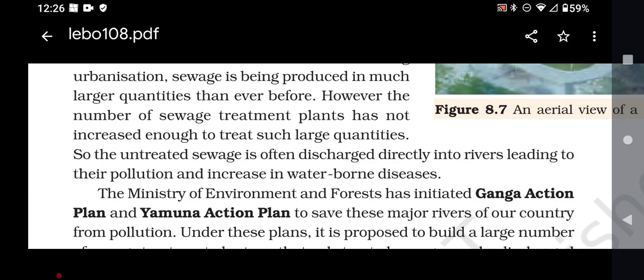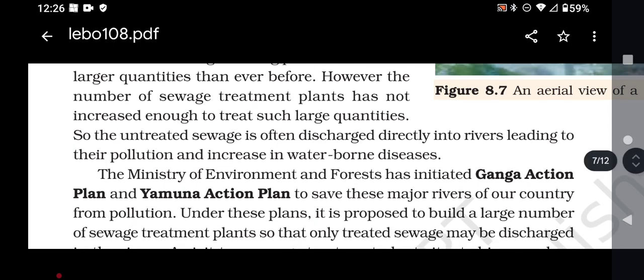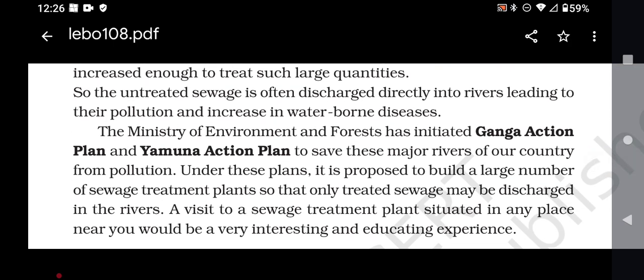So, the untreated sewage is often discharged directly into rivers, leading to their pollution and increase in waterborne diseases. The Ministry of the Environment and Forest has initiated Ganga Action Plan and Yamuna Action Plan to save these major rivers of our country from pollution. Under these plans, it is proposed to build a large number of sewage treatment plants so that only treated sewage may be discharged in the rivers. A visit to a sewage treatment plant situated in any place near you would be a very interesting and educating experience.